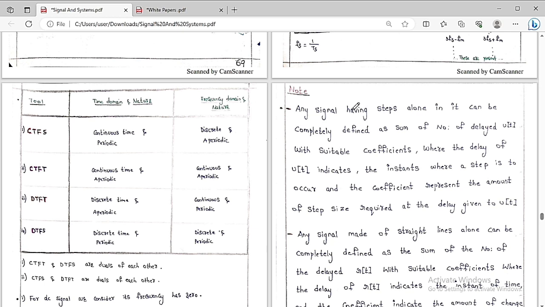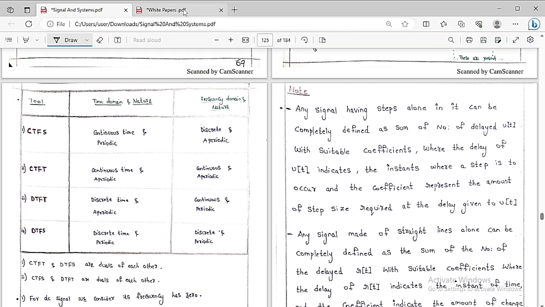So basically in this point they are saying that if a signal has only steps in it, then we represent it with the help of u of t. Wherever there is a delay, there you have to use u of t. If there is a rise, you have to go for positive. If there is a fall, you have to go for negative. So a sudden rise means take the positive, and a sudden decrease means take the negative. This point you always have to keep in mind.